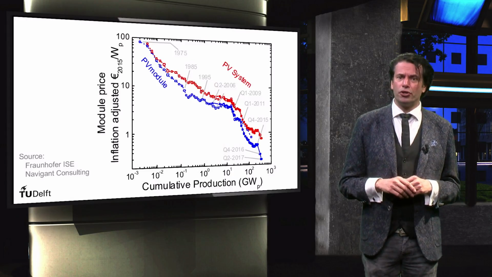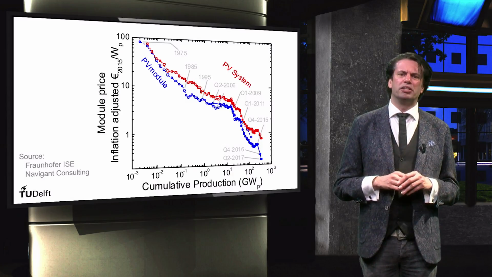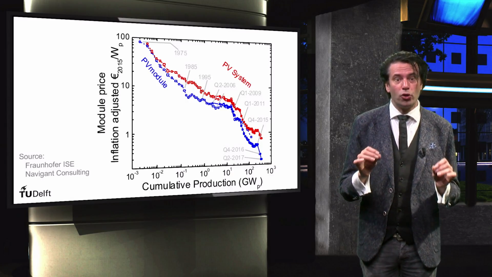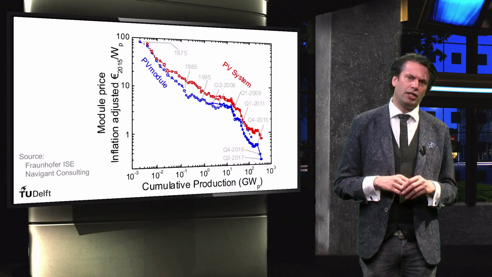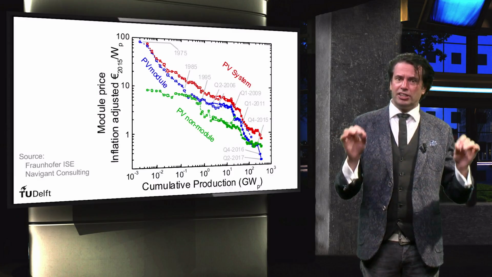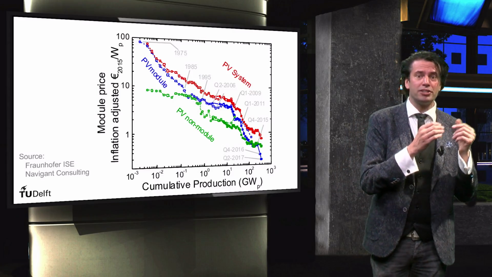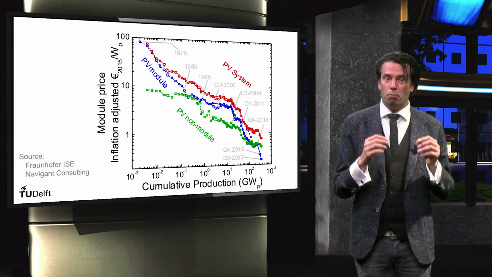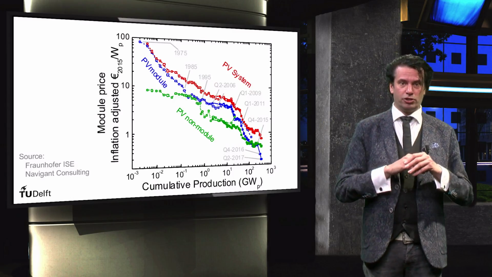Here we show the learning curve of the total PV system as well, based on the market prices in Germany. As the cost of the PV system is the module cost plus all other costs, I call them for simplicity non-module cost. Here we show the PV non-module cost as well. As we can see, for a long time the module has been the dominant component that determined the cost price of the total PV system. Nowadays the module contributes to less than half of the cost of the PV system.